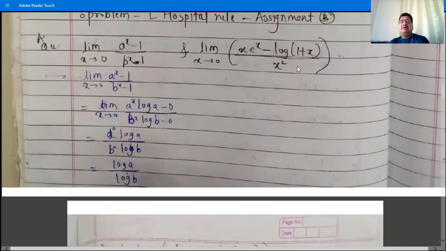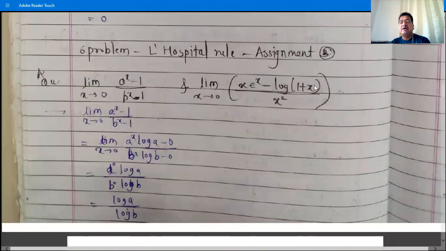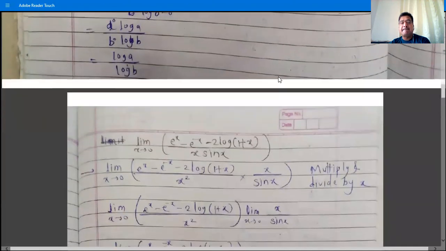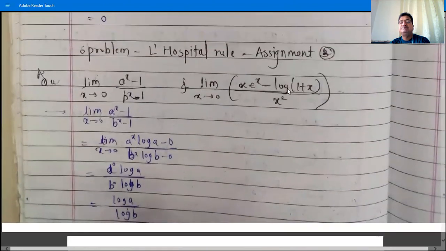Next problem is limit x tends to 0, x into this quantity, x into e raised to x minus log 1 plus x by x square. This is the problem for homework.